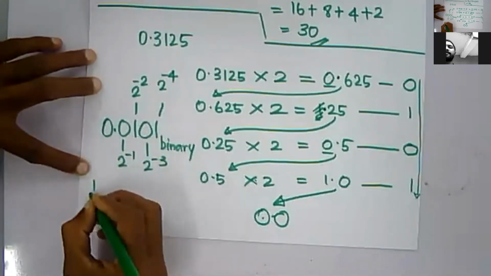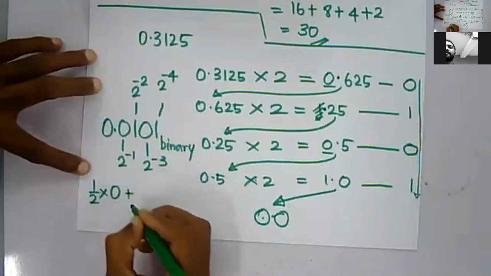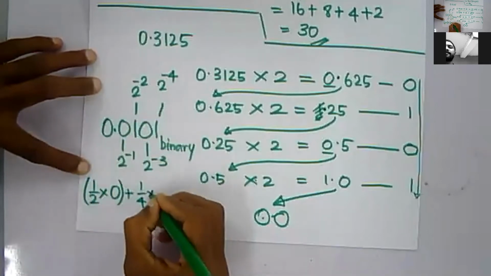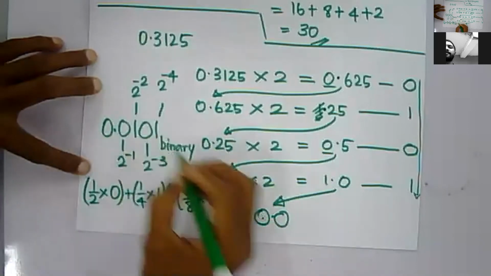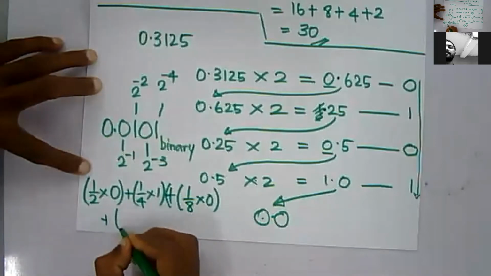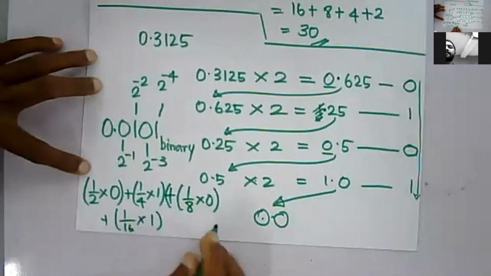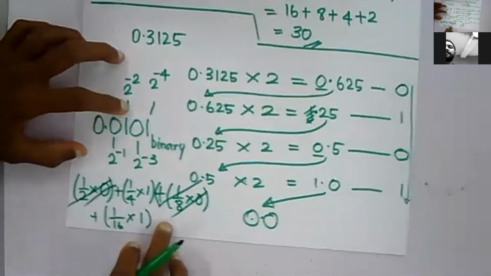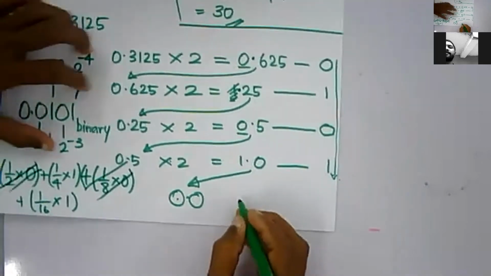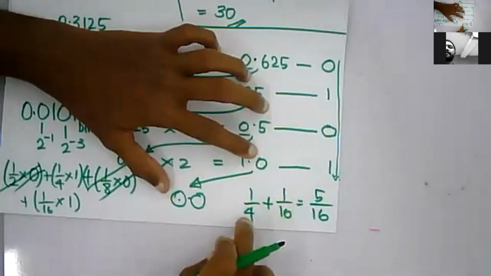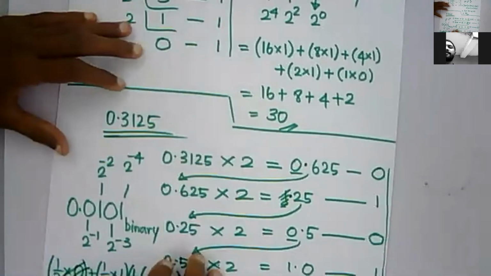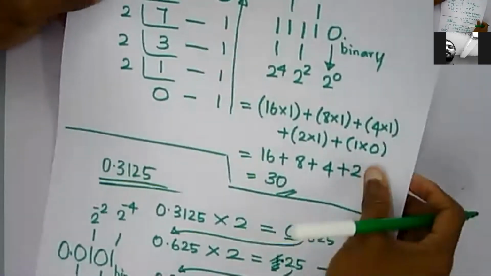So I can write it as 1 by 2 into 0 at its place, plus 1 by 4 into 1 at its place, plus 1 by 8 into 0 at its place, then plus 1 by 16 into 1 at its place. That's all. So this one is 0, this one 0. So I have 1 by 4 plus 1 by 16, which is 4 by 16 plus 1 by 16, which is 5 by 16. And if you simplify it, you will have 0.3125. So this is how you convert a fractional binary number into a decimal number.